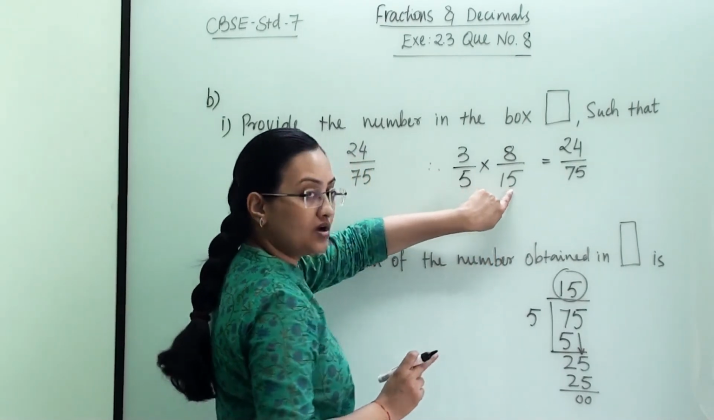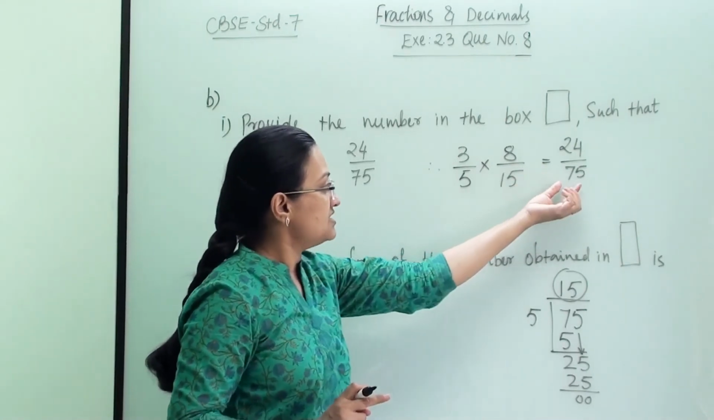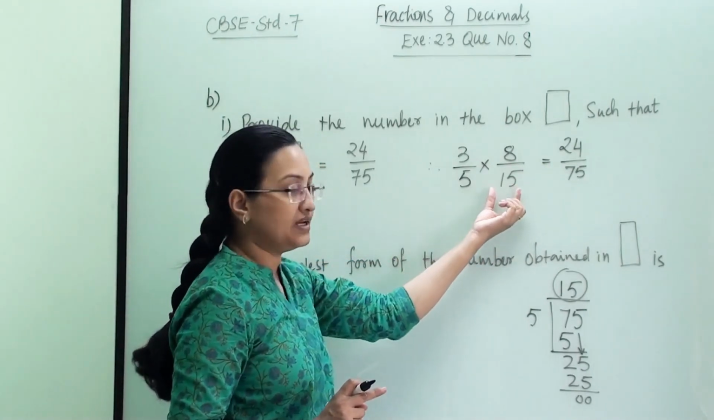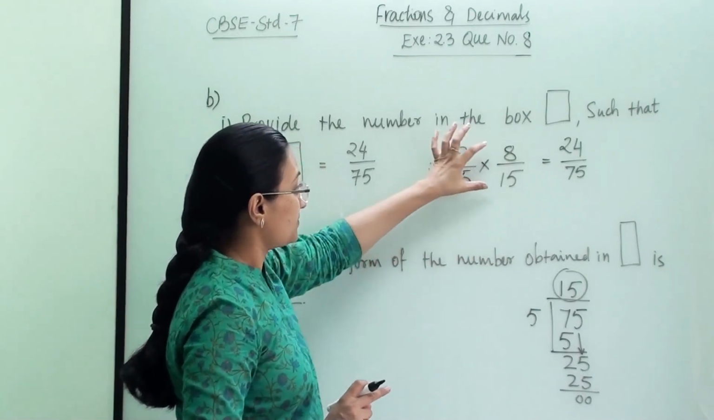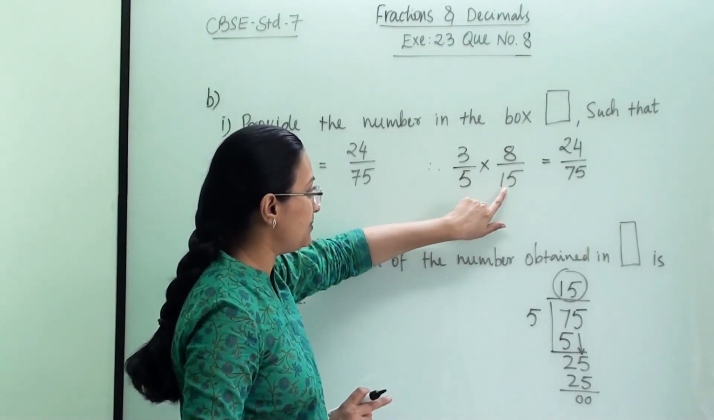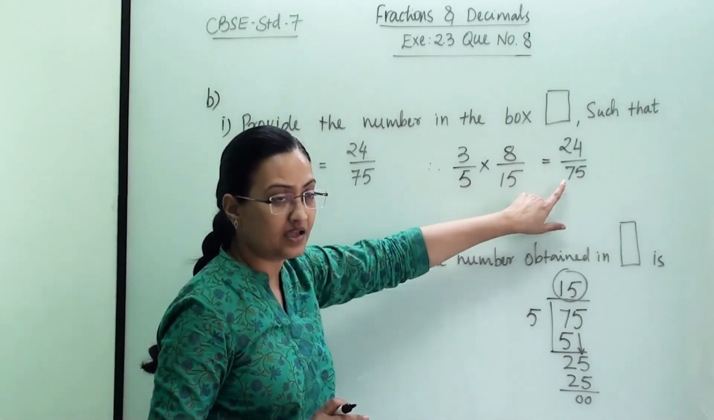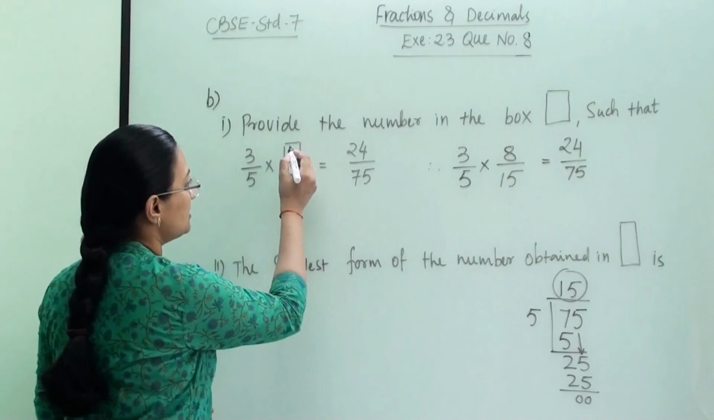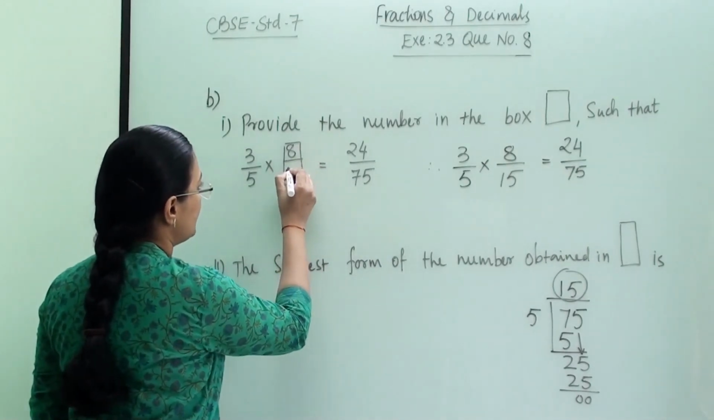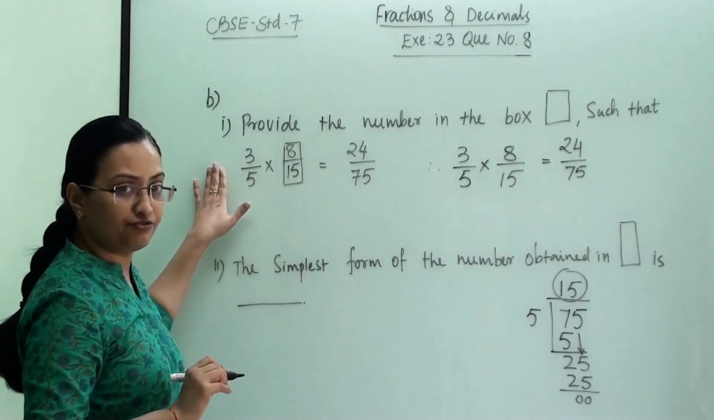To check what number will come here, we can divide this number by this number and we will get the answer. So here 8 by 15 is the fraction. When we multiply that with 3 by 5, we get 24 divided by 75. So the answer is 8 divided by 15. That is our answer for the first question.